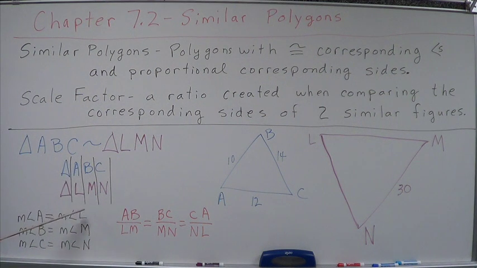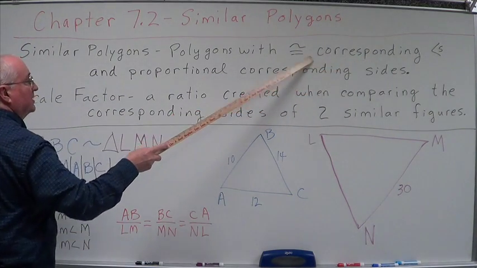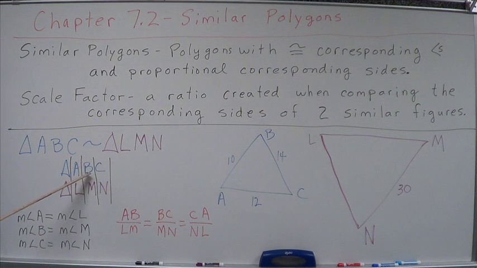That means angle A, since it corresponds to L, has to be congruent to angle L. Angle B corresponds to angle M, so those two have to be congruent. Angle C corresponds with angle N, therefore they have to be congruent. And we put that down here. That means the measure of angle A equals the measure of angle L, the measure of angle B equals the measure of angle M, and the measure of angle C equals the measure of angle N.